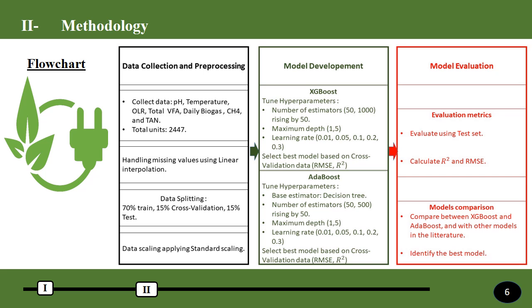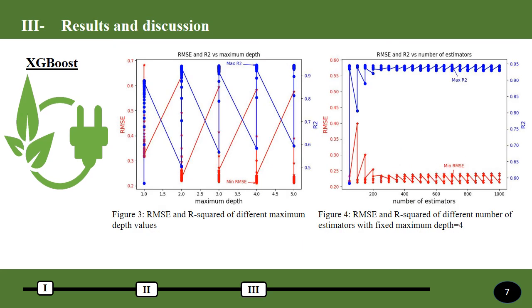And the final part of the methodology is the models evaluation, in which we applied the selected models to the test data and we evaluated by using the same metrics. Moving now to the results and discussion part.